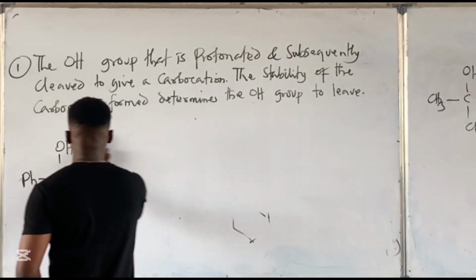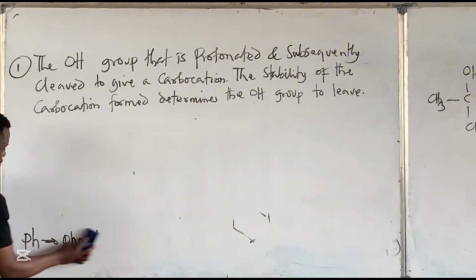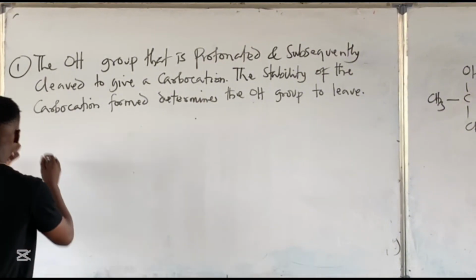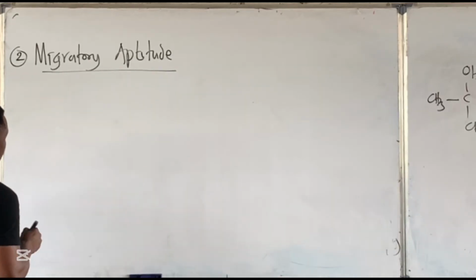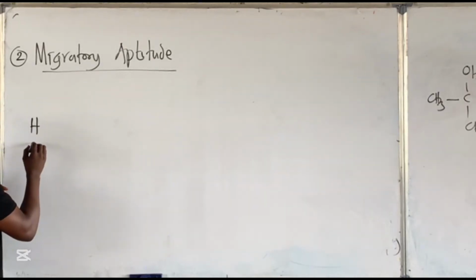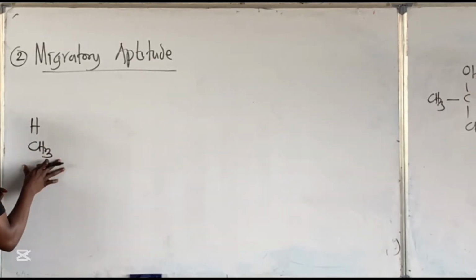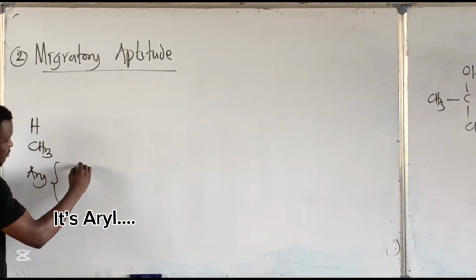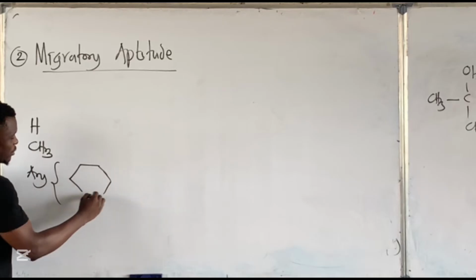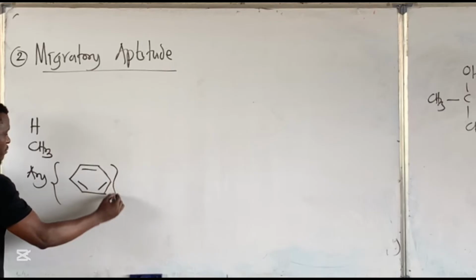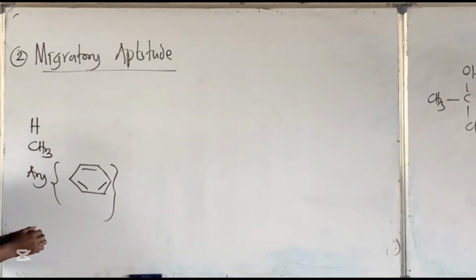For the second one, we say migratory aptitude. He said migratory aptitude. Let me show something. Please look on. Now, H can migrate. Alkyl, commonly methyl, can migrate. Aryl. When we talk about aryl, we are referring to a substrate that possesses a benzene ring. Right? This is what we mean. So three of them can migrate via a 1,2 shift.